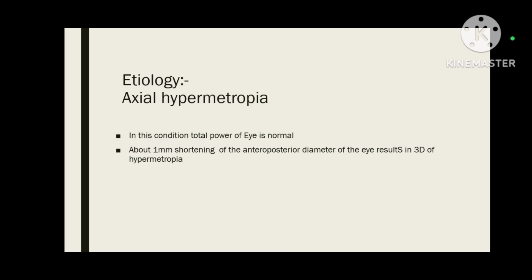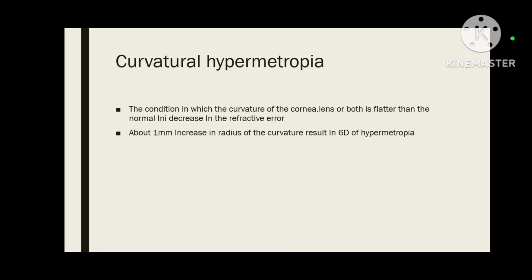Next one is curvature hypermetropia, the condition in which the curvature of the cornea, lens or both is flatter than the normal, resulting in a decreased refractive power. So, this curvature hypermetropia is caused due to flattening of the cornea and lens or both. About 1 mm increase in radius of curvature results in 6 diopters of hypermetropia.